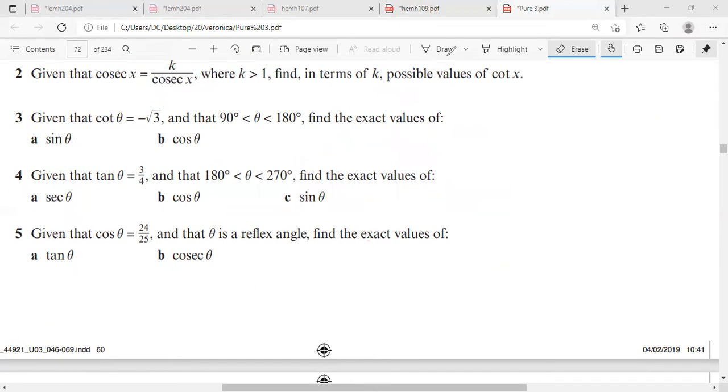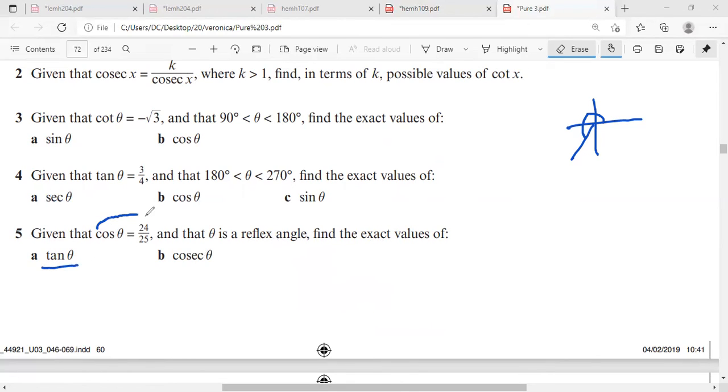All right. So the next one we are given here, cos theta is given, theta is reflex angle. Do you understand the meaning of reflex angle? Acute, right, obtuse, straight, reflex. So we're talking about this angle, more than 180 degrees, right? Find the exact value of tan theta.